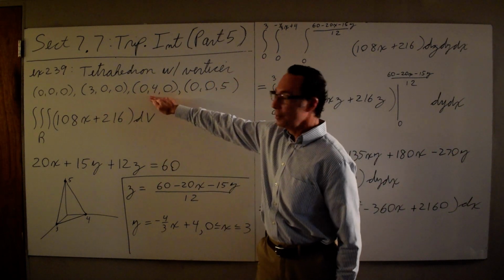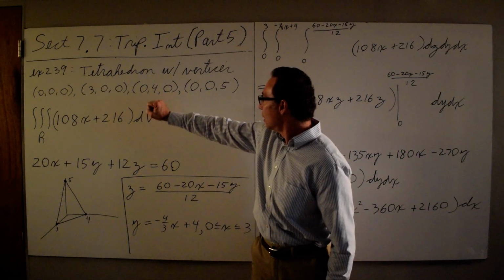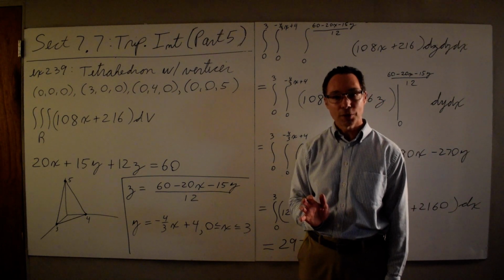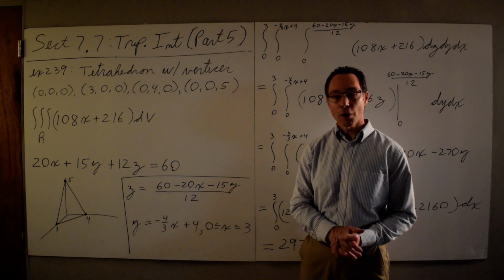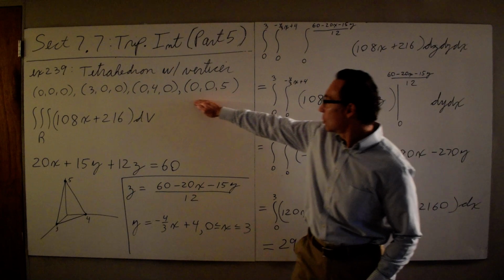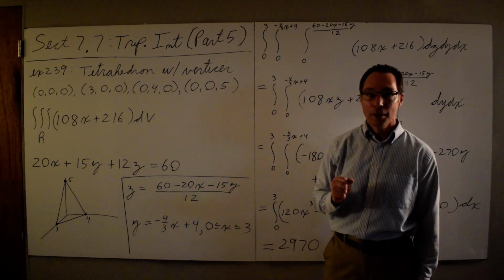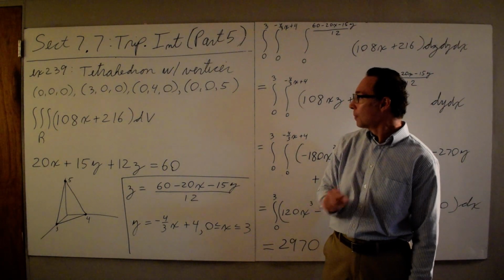Find a vector with these 2 points. Find another vector with a different set of points. Take the cross product of the 2 vectors. That's your orthogonal vector to the plane. Then use one of these 3 points to find the equation of a plane. Show you a little shortcut with this one though.